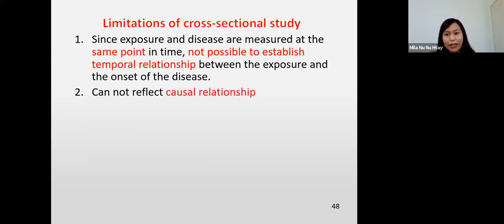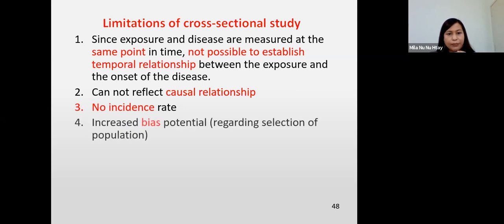Of course, we cannot get the incidence data, so we cannot get the causal relationship. We can only identify whether the exposure factor and the outcome are associated or not. We cannot identify whether this exposure factor can cause the disease. We cannot get it from this cross-sectional study, and there is no incidence rate. If you would like to get the incidence rate, we may refer to the cohort study.